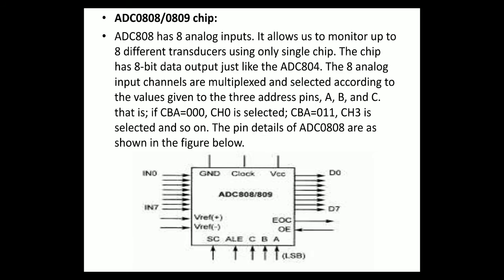Just to give you an example, suppose I make CBA as 000. It means that you are selecting channel number 0, or IN0, according to your chip diagram. And if you select CBA as 011, then which line will be selected? Channel 3, CH3. Just like a multiplexer, based upon that selection line, a particular analog channel is selected, the conversion will happen and the digital output is produced.